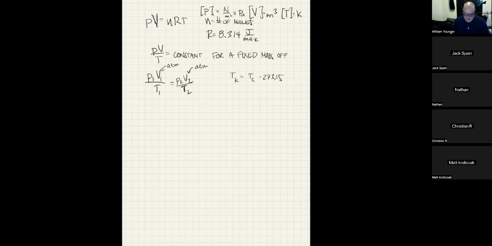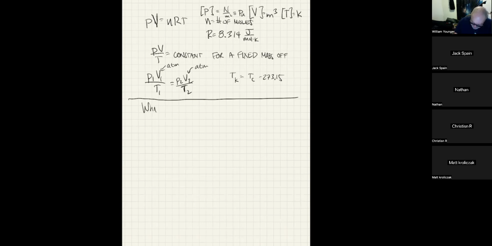So one thing I wanted to do is show you how much volume a mole of gas takes up at STP. That also allows me to reintroduce STP, just in case you've forgotten. So what is the volume?